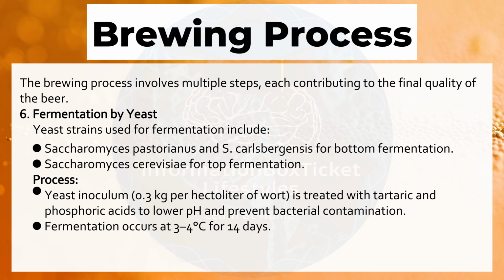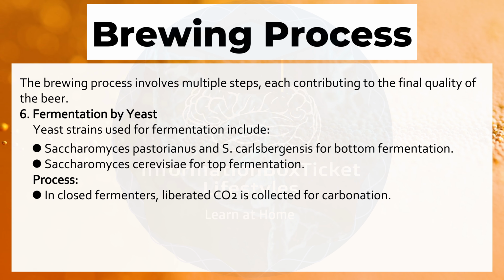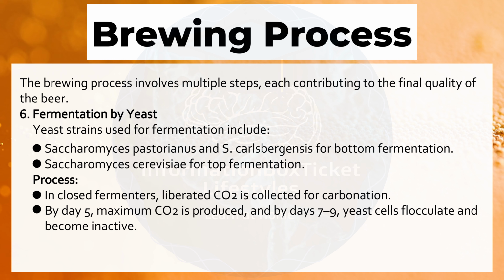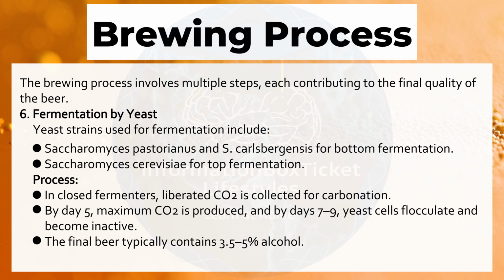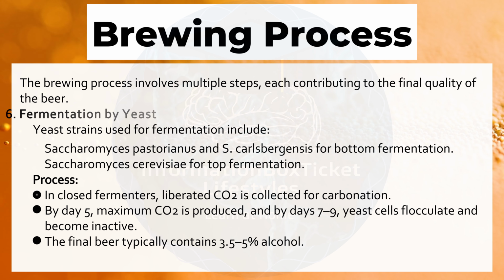Yeast converts sugars into alcohol and carbon dioxide, with minor byproducts like acetic acid and glycerol. In closed fermenters, liberated CO2 is collected for carbonation. By day 5, maximum CO2 is produced, and by days 7 to 9, yeast cells flocculate and become inactive. The final beer typically contains 3.5 to 5% alcohol.